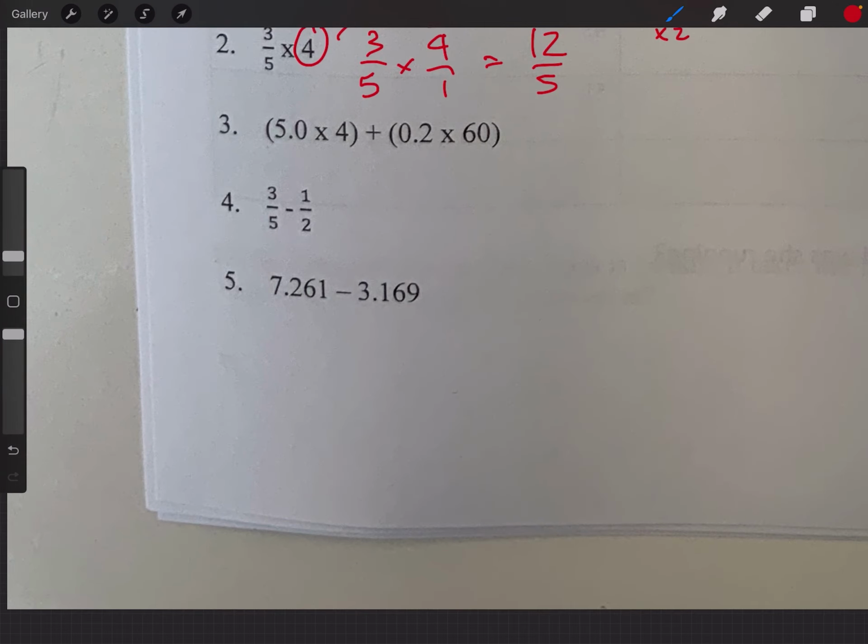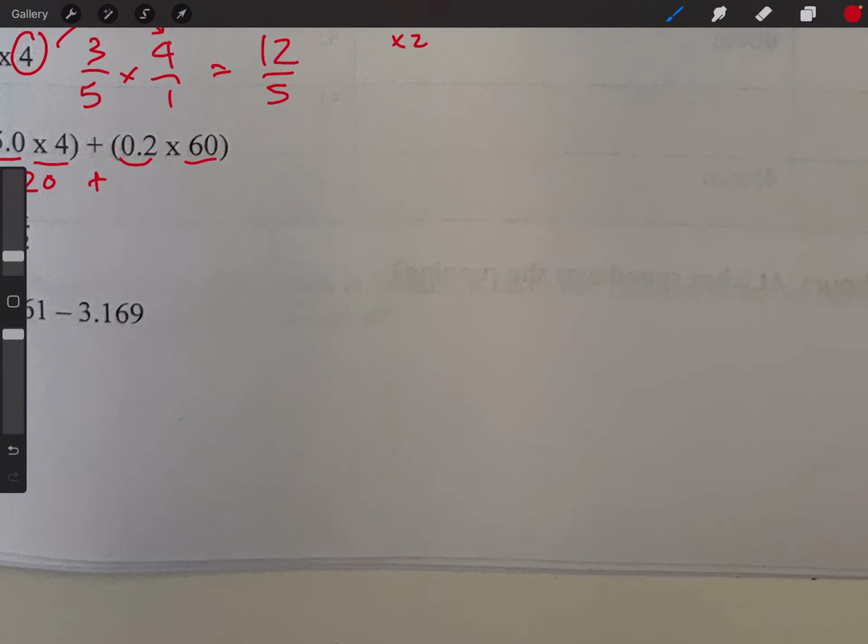Alright, next one. This is 5 times 4, that's 20, plus 0.2 times 60. Let's work this one out. I don't like 0.2, so I want to turn it into a whole number. So we're going to move the decimal place to the right one time. So this will be 2. 2 times 60. Okay, these are all whole numbers. This one doesn't need to change anything, just leave it as 60. 2 times 60 is 120.